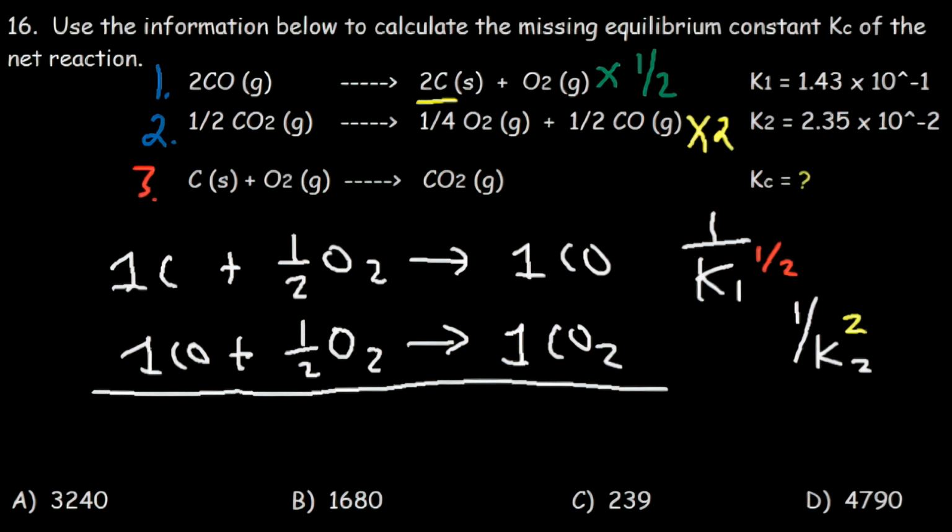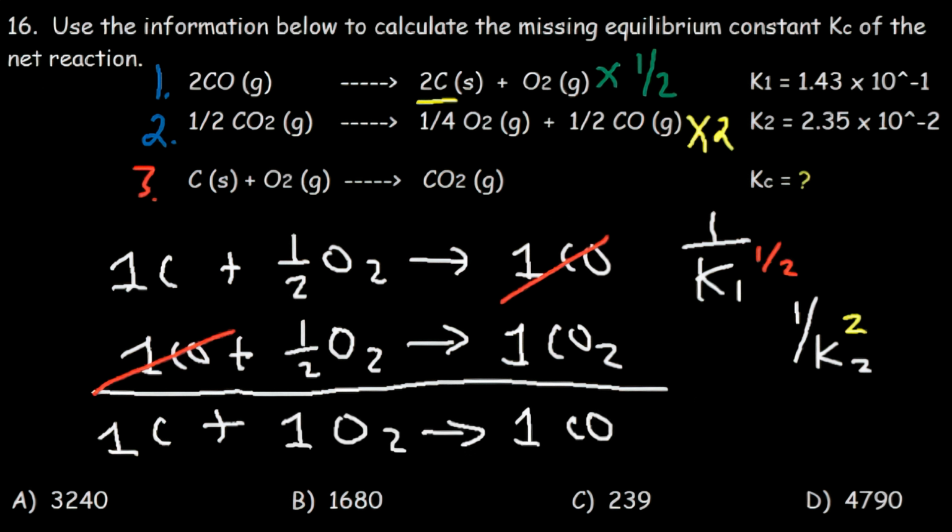So notice that we have a carbon monoxide molecule on the right and 1 on the left, so they cancel. On the left we have 1 carbon atom. Now 1/2 O2 plus 1/2 O2, 1/2 plus 1/2 is a whole. So we get 1 oxygen molecule and plus 1 CO2 molecule. The CO2 molecule just dropped down.